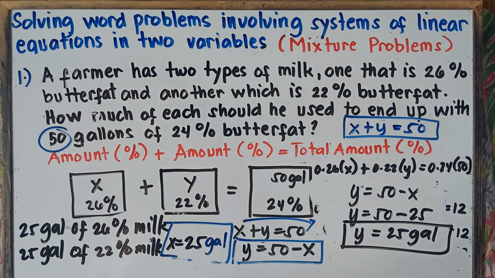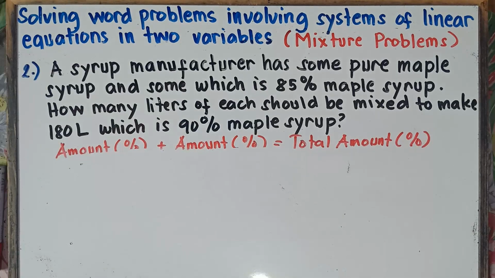Alright, so let's proceed now to example number 2. A syrup manufacturer has some pure maple syrup and some which is 85% maple syrup. How many liters of each should be mixed to make 180 liters, which is 90% maple syrup?